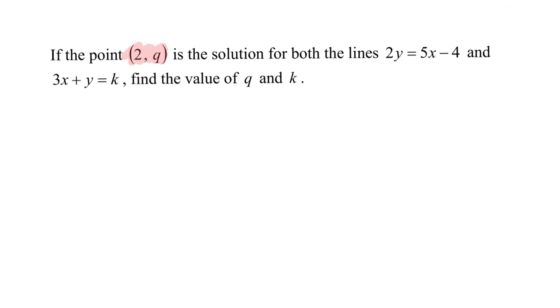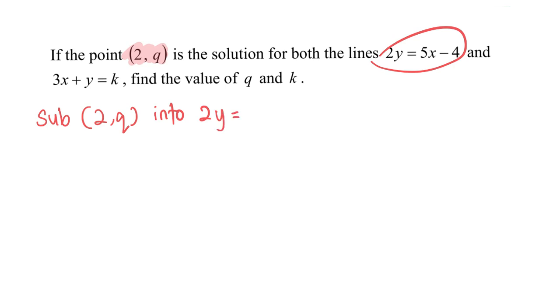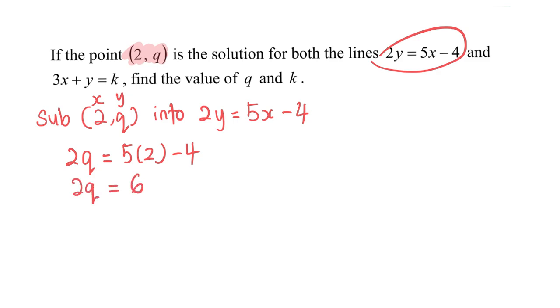So step 1, I am going to substitute this (2, q) into this line here and see what it looks like. Meaning that the x I'm going to put as 2, the y I'm going to put as q. 5 times 2 minus 4. Okay, and I can get my value of q pretty soon. Divide by 2 on both sides. Done.